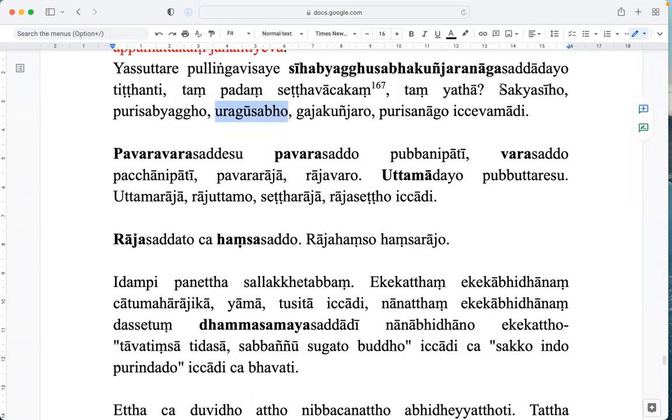So for example, the word Sakya Siho, as you said, we can understand easily. Burisa Biago also we can understand. And the last one, Burisa Nago also we can understand. But what about Gajah Gonjaro? Without knowing this information, what about Uraguzabo? Without knowing this information, how can you translate? Gajah also elephant. Gonjara also elephant.